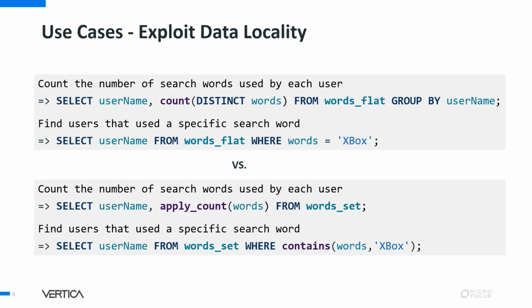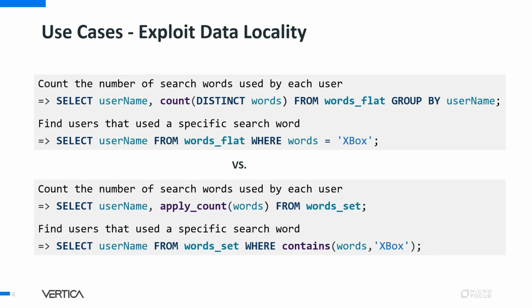Let's compare how we might ask the same question to these two different schemata. Suppose we want to count the number of distinct search terms per user. With a traditional flattened schema, we have a query that uses distinct and has a group by. But with the complex type schema, we don't have either of those. We can just use the apply count function instead. Since we have a set type, the terms are already distinct, so we don't have to group by anything. There's just one row per user already.